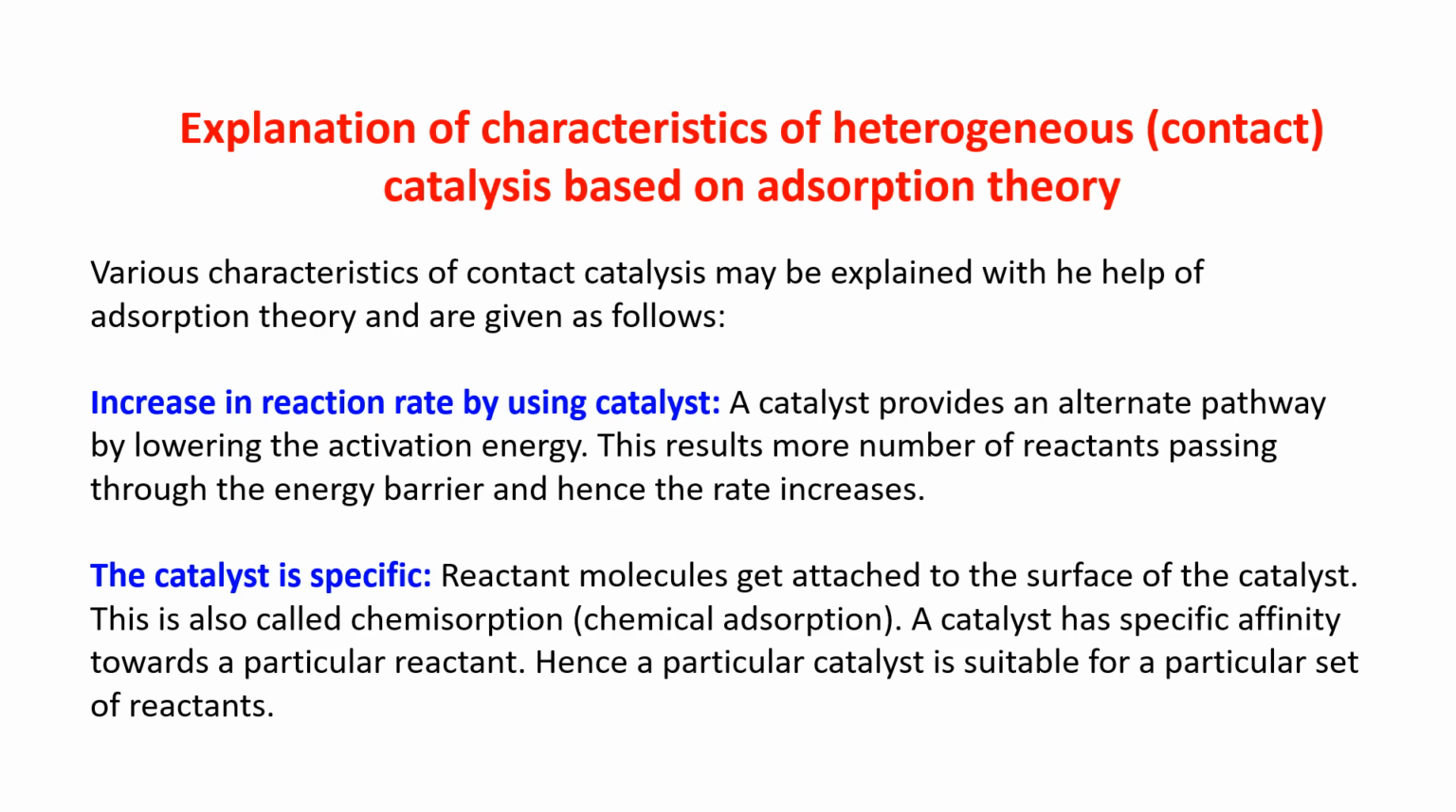The catalyst is specific. The reactant molecules get attached to the surface of the catalyst. This is also called chemisorption. This is a new word, chemisorption, chemical adsorption. A catalyst has specific affinity towards a particular reactant, and that is why a particular catalyst is required for a particular reaction. Hence, a particular catalyst is suitable for a particular set of reactants.